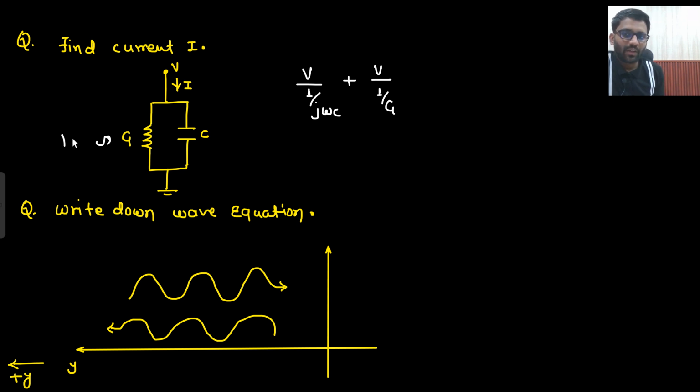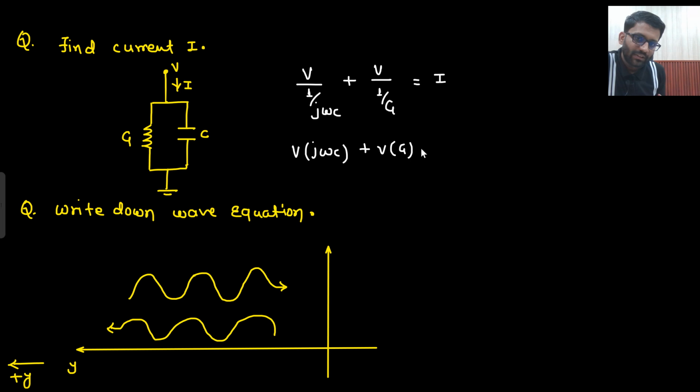Because here the resistance would have been 1 by G, no? So V by R is 1 by G, right? And what is the impedance provided by the capacitance? That is V upon, what is the impedance provided by the capacitance? That is 1 by J omega C. So V by the impedance, what is the impedance? 1 by J omega C, and that would be equal to your I. So V into J omega C plus V into G is equal to I.